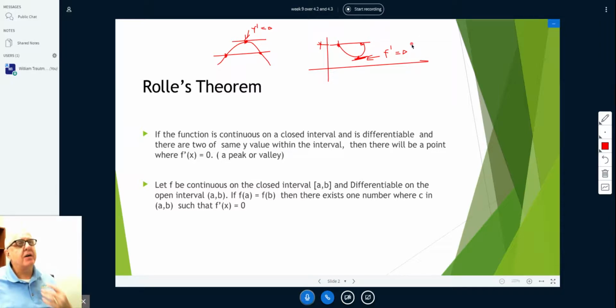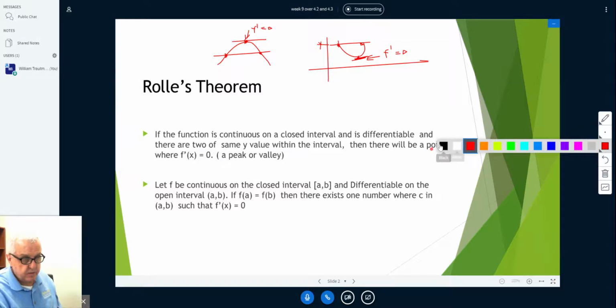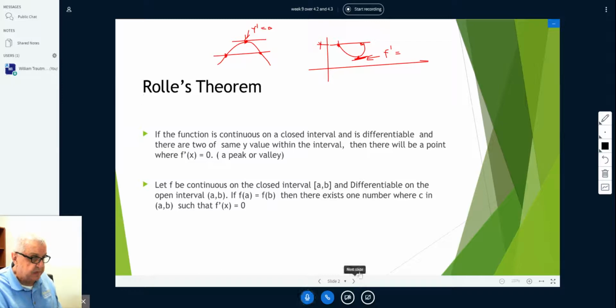Oftentimes the examples show you that the x-intercepts are the same y values, or y equals 0, but it doesn't have to be an x-intercept. It could be any two y values that are the same. There is a point between those two where there is a slope of zero, where there is a horizontal tangent line. Okay, so let's show an example of this.